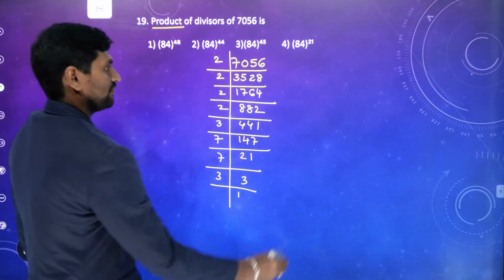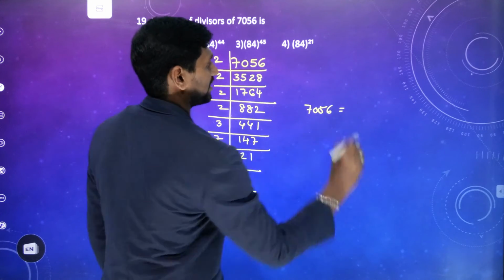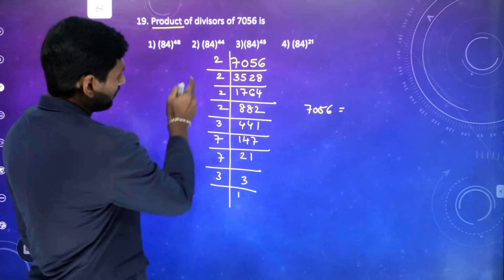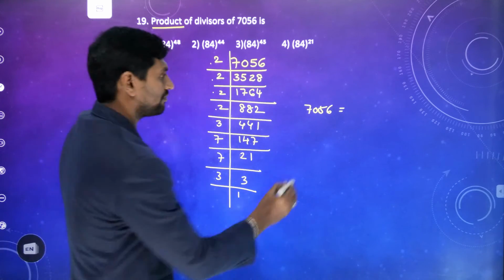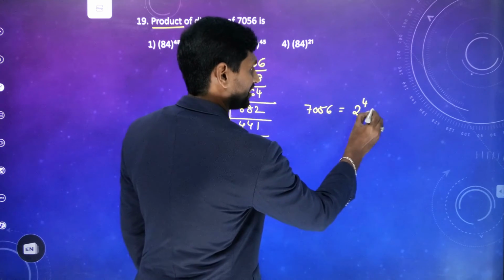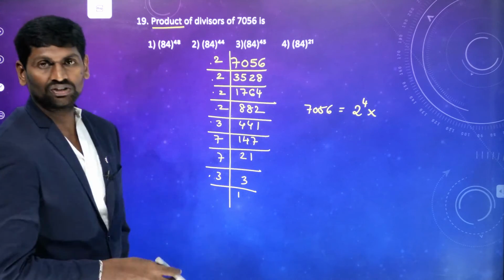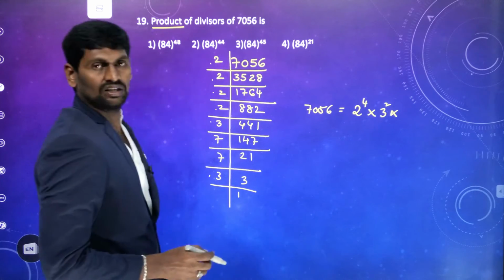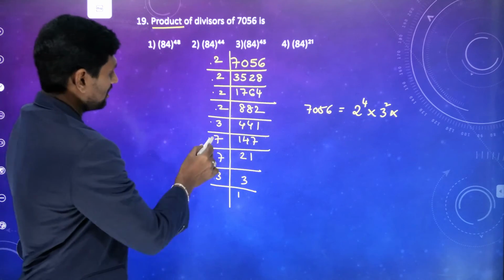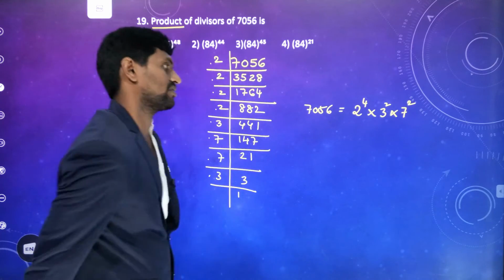So 7056 can be expressed as how many 2's? 1, 2, 3, 4. So 2 power 4. Its prime factorization is 2 power 4 into 3 into 3, which is 3 square. Next, what is the extra? Another factor is 7, which is also there 2 times.